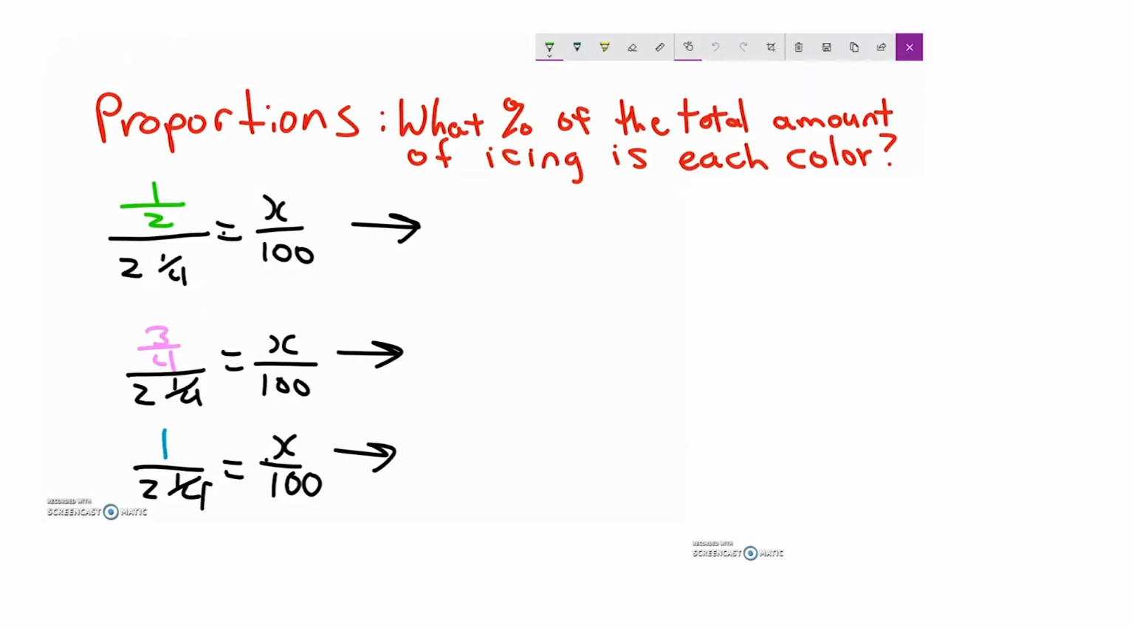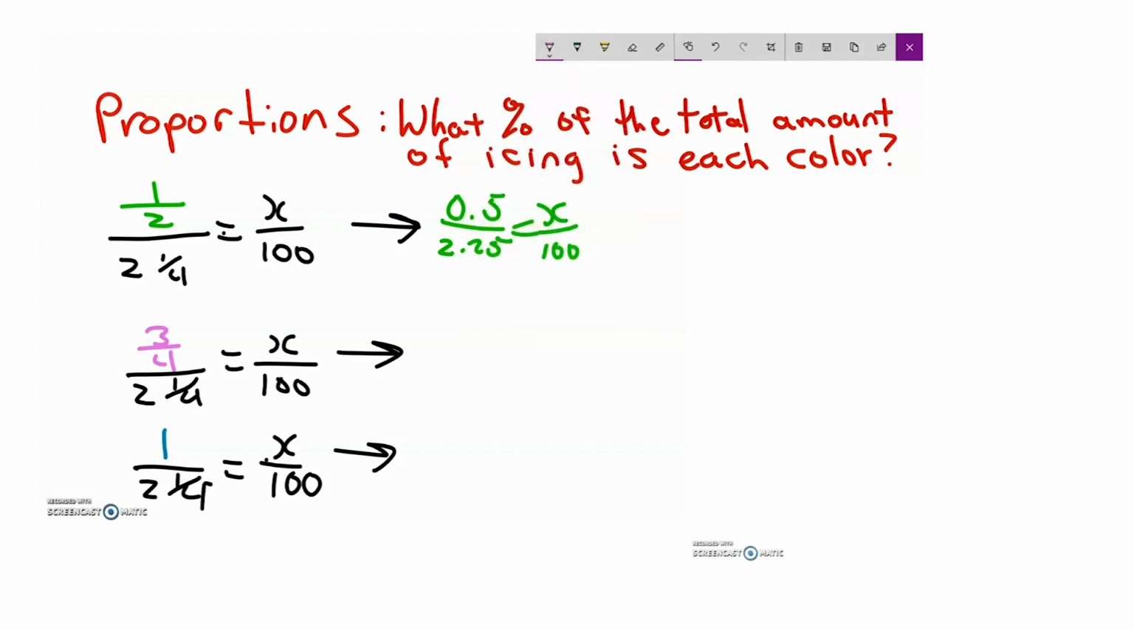So let's start out by connecting percent and proportion here. I want to know what percent of the total amount of icing is each color. So I could start out first of all by representing the 1/2 cup of green over the 2 1/4 total. And that's a complex fraction, but that's still equal to x over 100. But to solve that, I think I want to convert the fraction to a decimal and go ahead and write 0.5 over 2.25. And that's going to equal x over 100. That's just going to make the math a little bit easier for me to solve if I'm using a calculator.